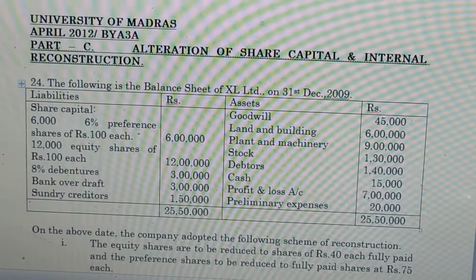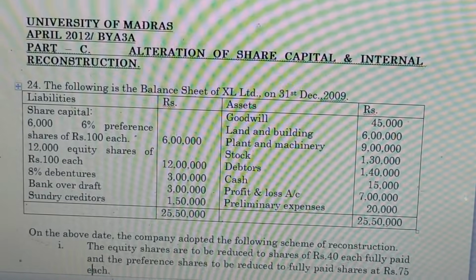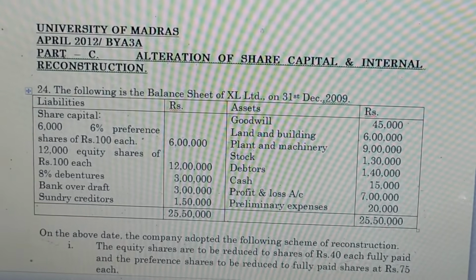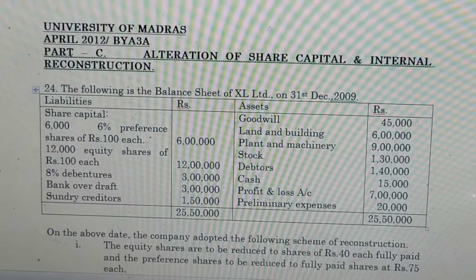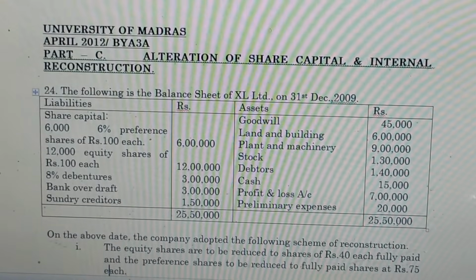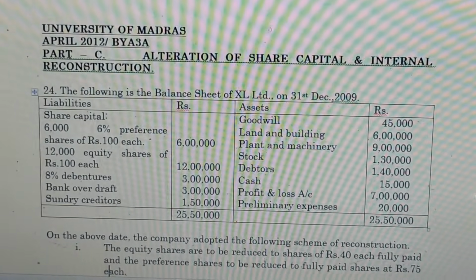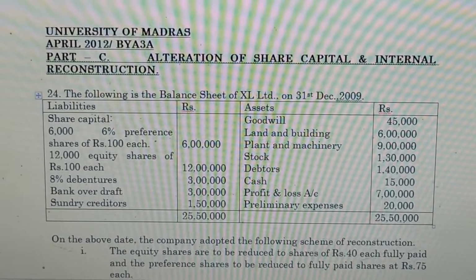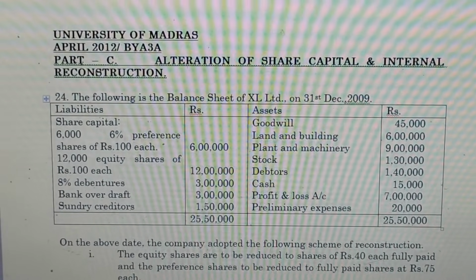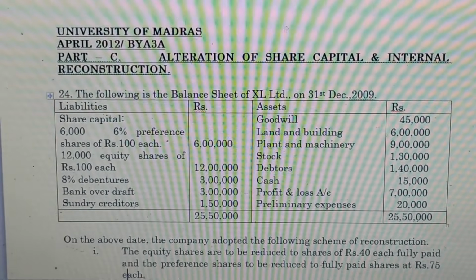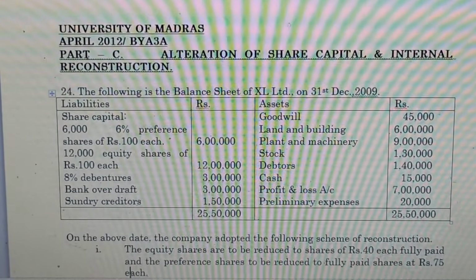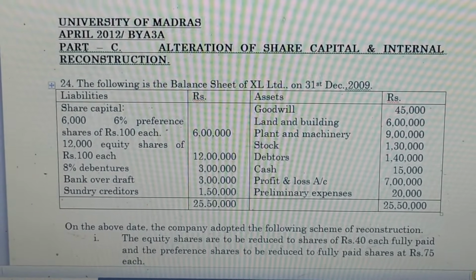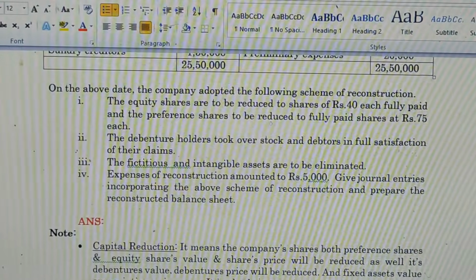And on the asset side, goodwill rupees 45,000, land and buildings rupees 6 lakhs, plant and machinery rupees 9 lakhs, stock 1,30,000, debtors 1,40,000, cash 15,000, profit and loss account rupees 7 lakhs, preliminary expenses rupees 20,000. The asset side total is rupees 25,50,000. And look at the adjustment.